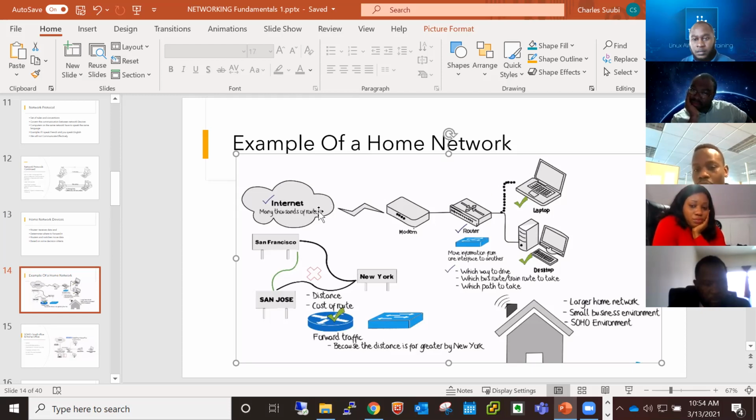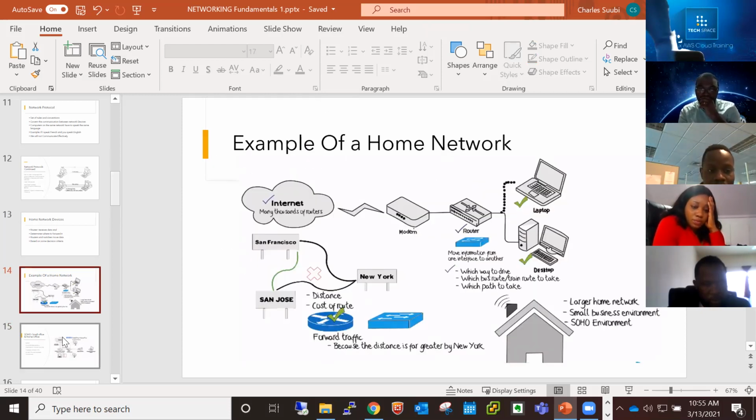So when we're doing routing, those are some of the considerations that are put in place. The cost of the route, or the distance, is one of the considerations that you have to put in place when you're designing your networks. So that is one concept that I wanted us to touch on.